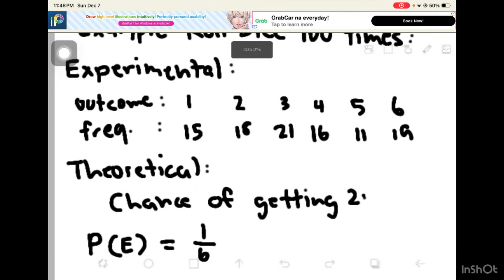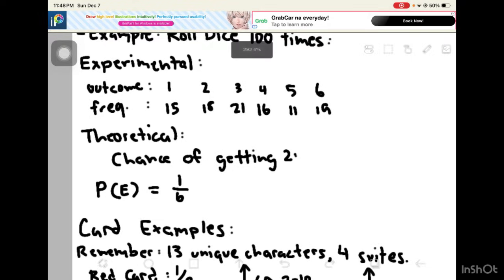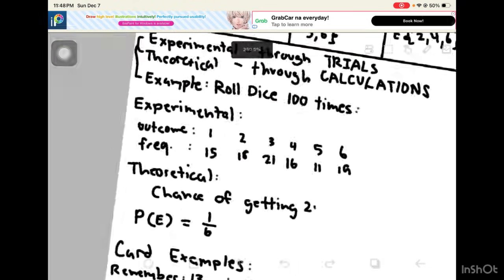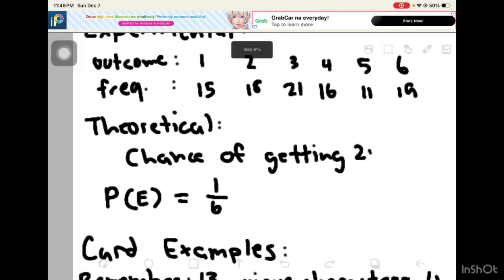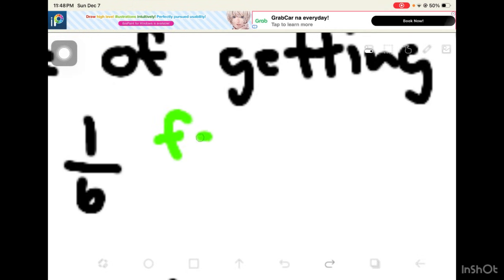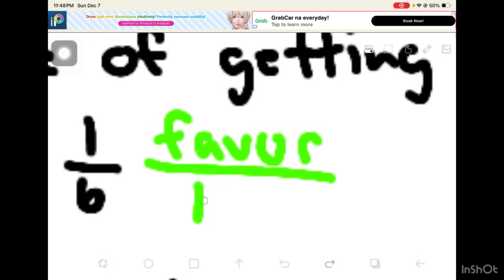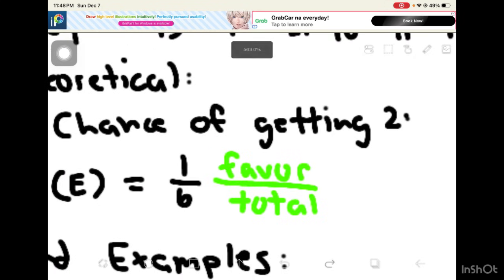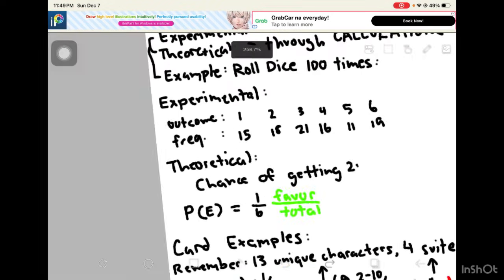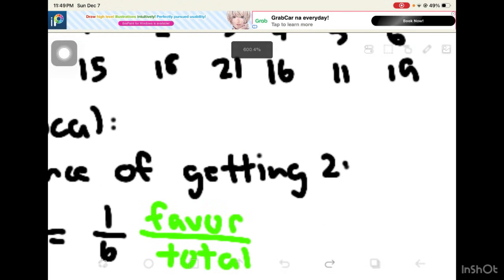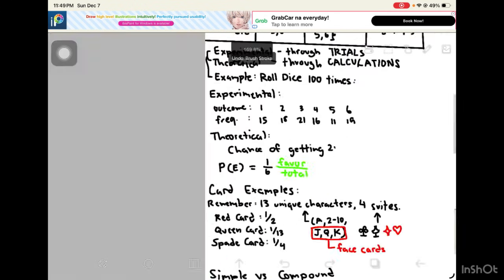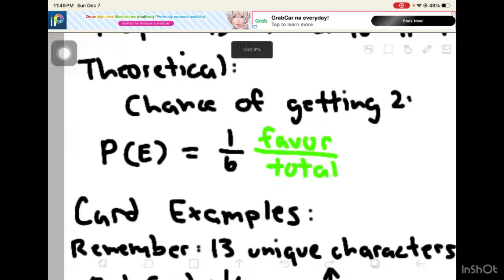Now, how about the theoretical probability? Theoretical probability involves you not doing any trials, you just go by the facts over here. So what's the chance of getting a 2? So we want our favored outcomes over total. So obviously we know total outcomes is 6. Possible outcomes is 6. But how many favorable outcomes do we have? How many 2's do we have over here? We have 1. So therefore our answer is 1 over 6.